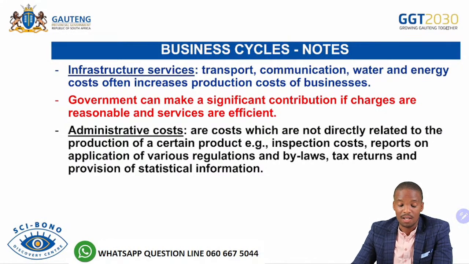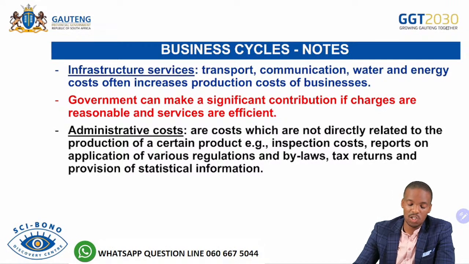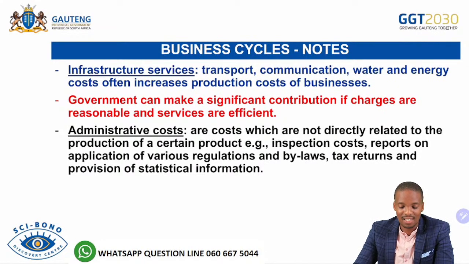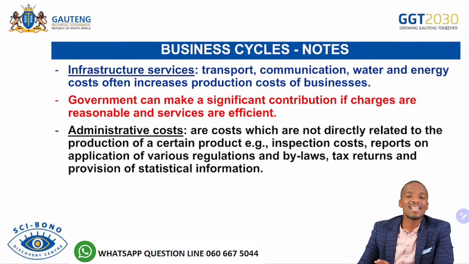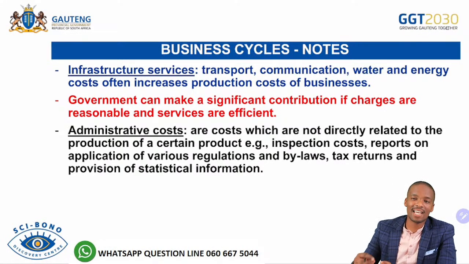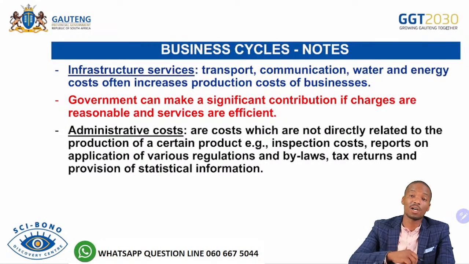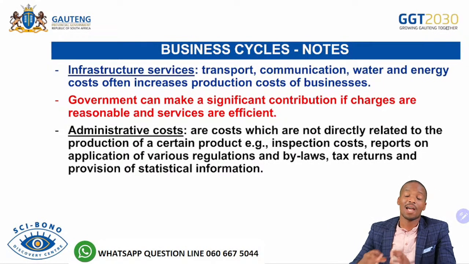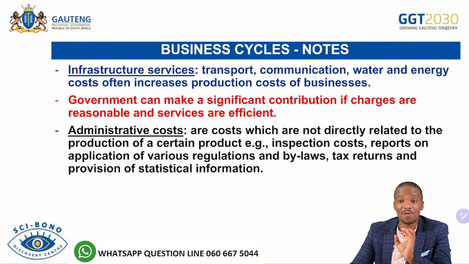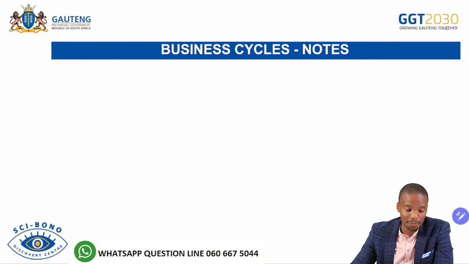Administrative costs, these are the costs which are not directly related to production of a certain good, e.g. your inspection costs, reports on application of various regulations, the bylaws, the tax returns, and provision of statistical information. All those things, they consume time, they take time, and they are costly. So if we can remove all those costs and we focus on supply of goods and services, the price or the output will be reasonable.